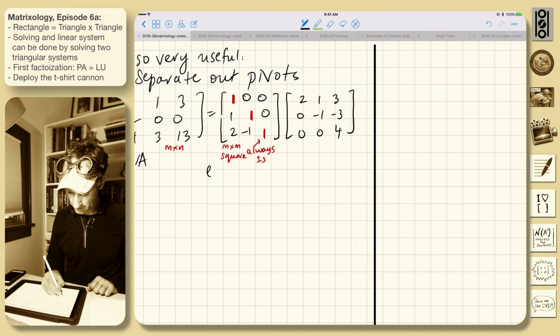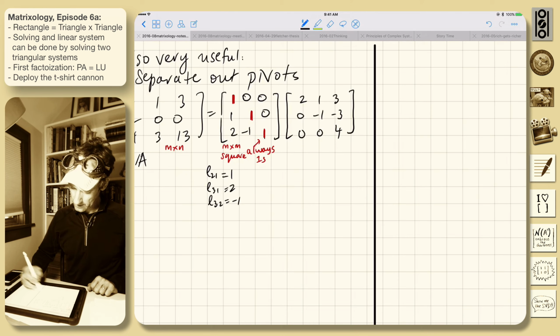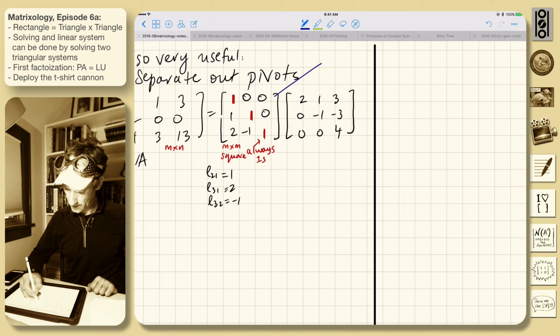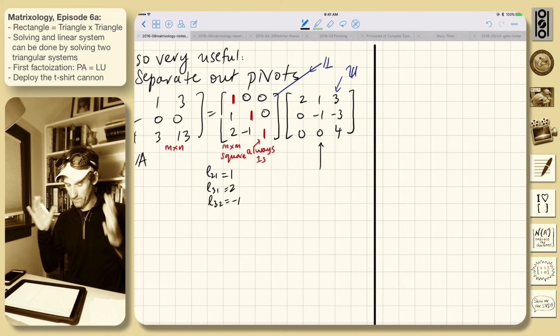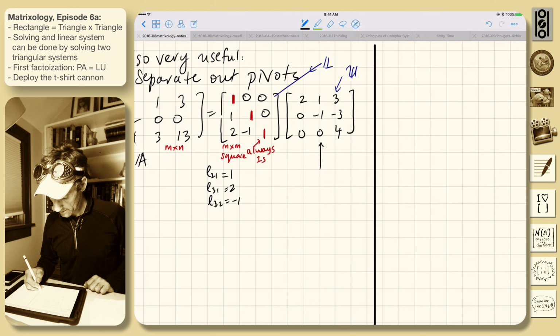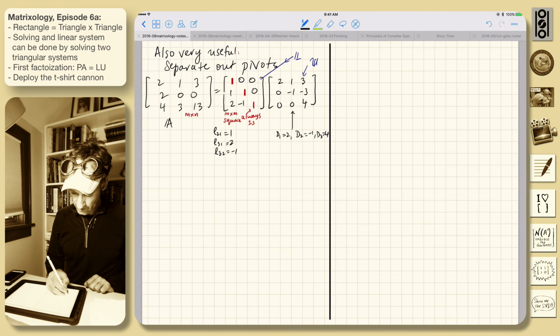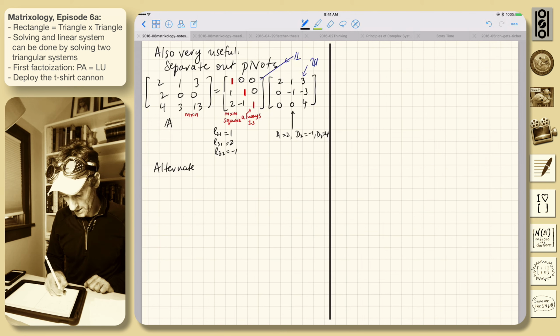Let's just identify everything. We have L21 equals 1. That's this character. L31 is 2. L32 is minus 1 from the L matrix. Right, let me just say this is L. And of course, this is U. Now, a very odd thing that people will do because of notation. Either you're doing LU or LDU. You sort of just say that. So the pivots are D1 equals 2, D2 equals -1, and D3 equals 4. So this is an alternate factorization.